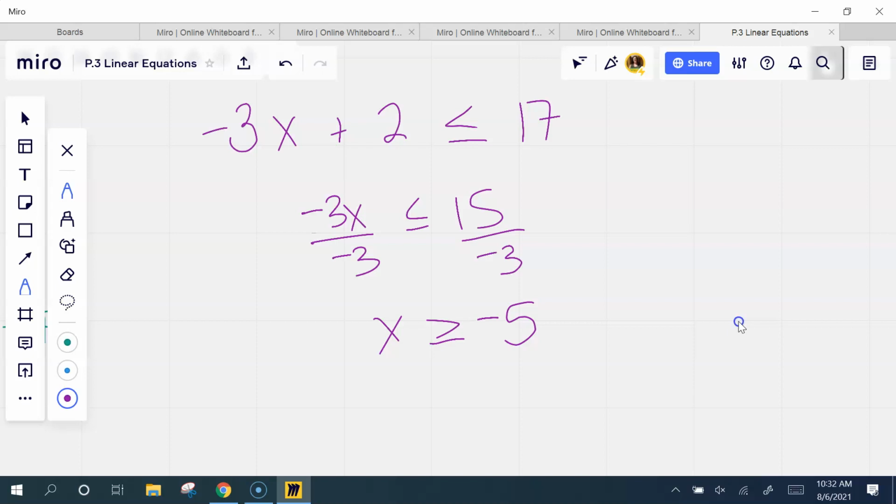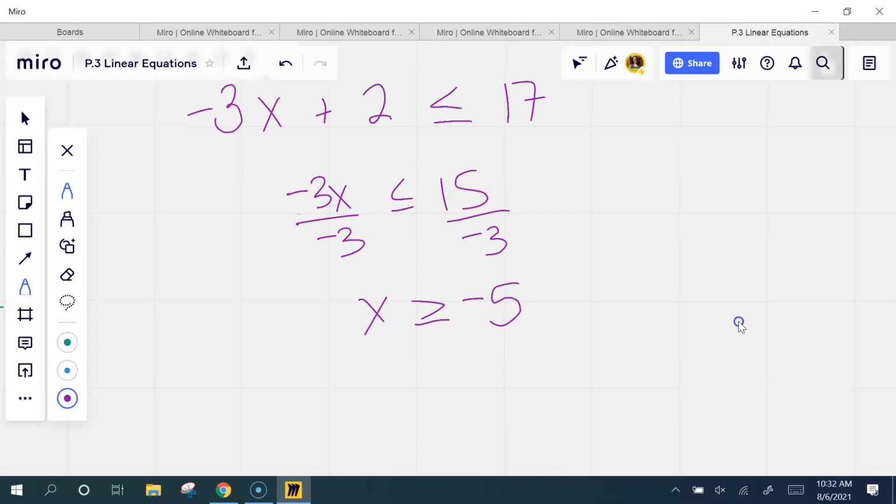Y'all can do this. It hasn't been that long. I don't even remember what interval notation was. No idea. Say it again.